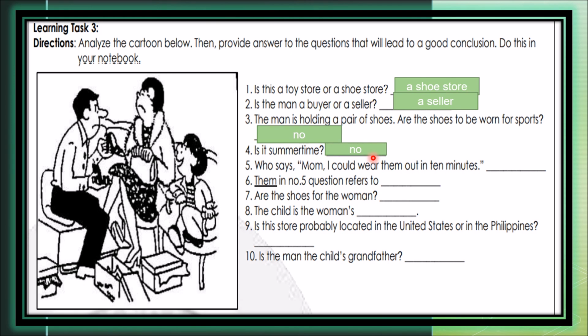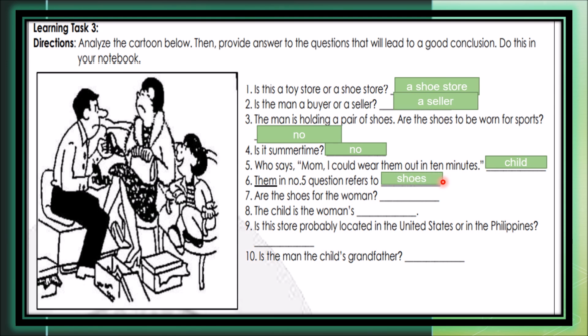Okay. Next, number 4. Is it summertime? Of course, the answer must be no. Why? They are wearing jacket or long sleeve like that. And look at that. Okay, next. How about this one? Who says mommy could wear them out in the 10 minutes? Okay, it's that child.